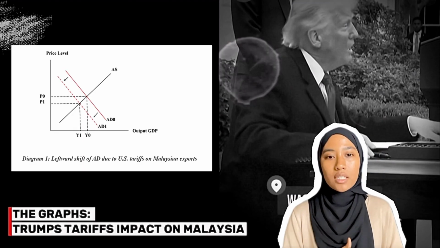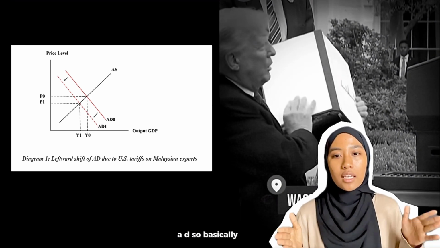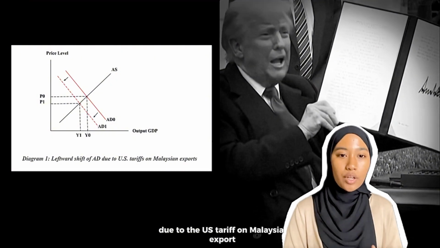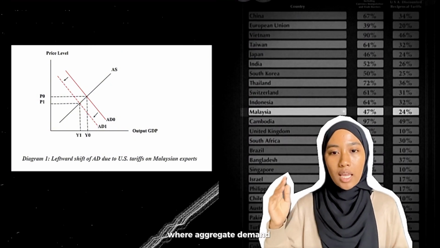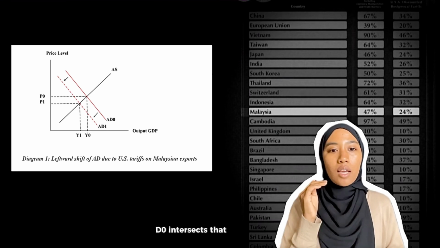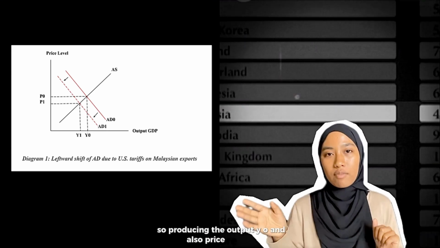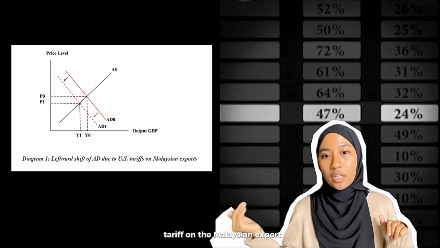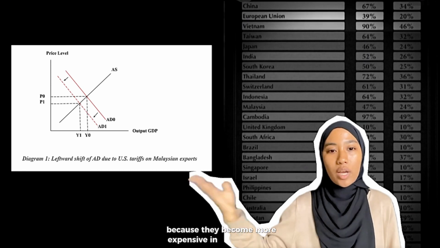So diagram 1 shows the leftward shift of aggregate demand, AD, due to the US tariff on Malaysian exports. Initially, the economy is at equilibrium where aggregate demand AD0 intersects with aggregate supply, producing output Y0 and price level P0. When the United States imposes a tariff on Malaysian exports, the demand for Malaysian goods decreases because they become more expensive in the US market.